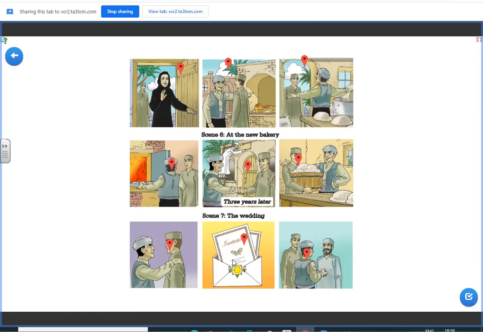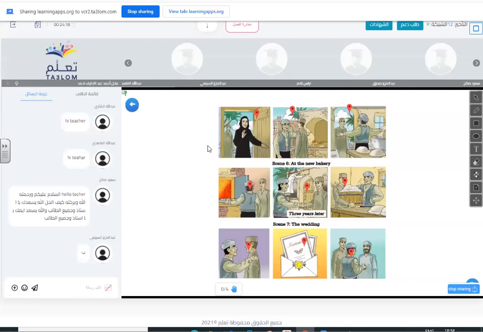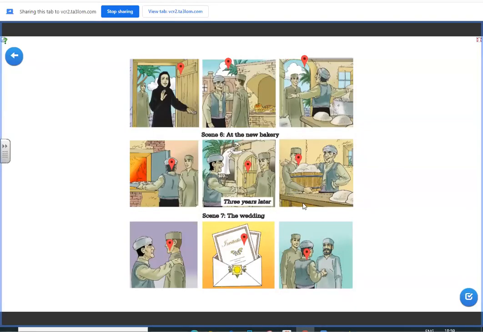Now, what's this, Saeed? This invitation card. An invitation card. Yeah, I understand you. So when you are going to marry, Saeed, are you going to invite me? Are you going to send me a card? It depends. Okay.